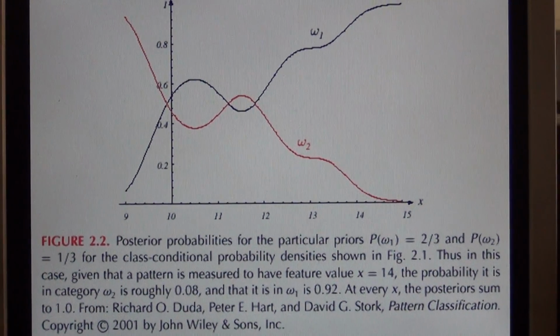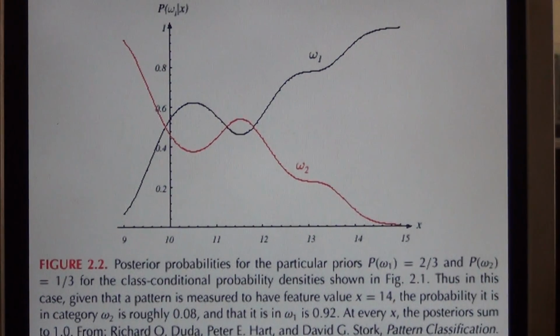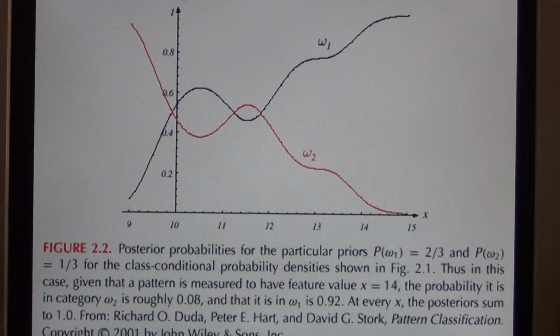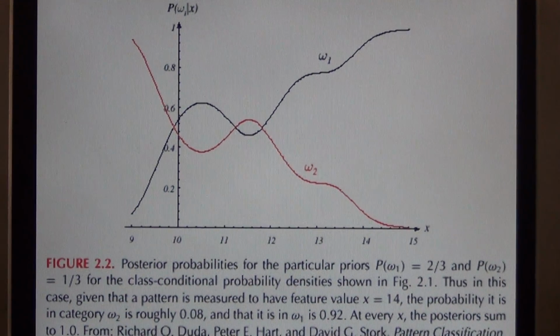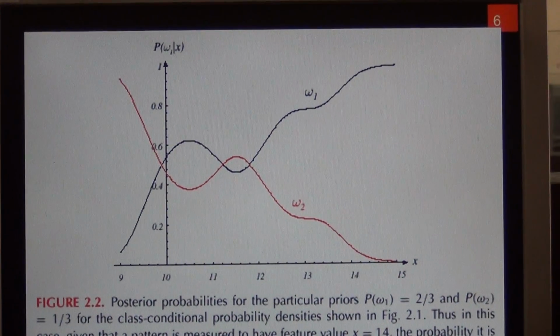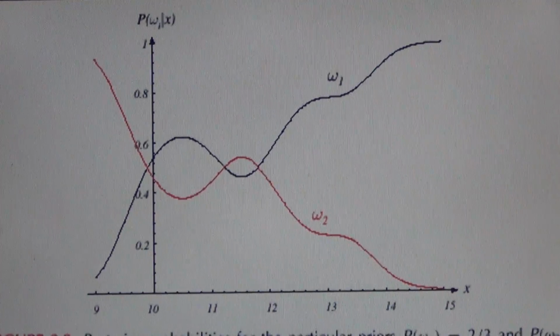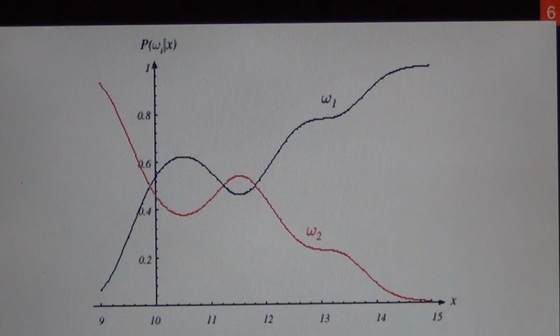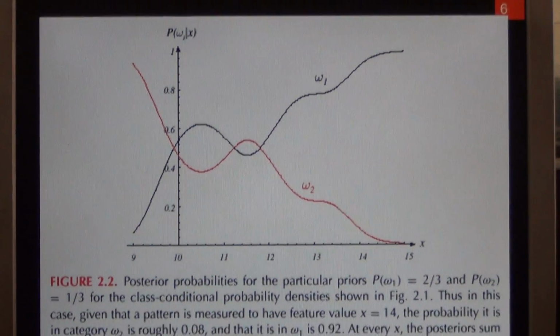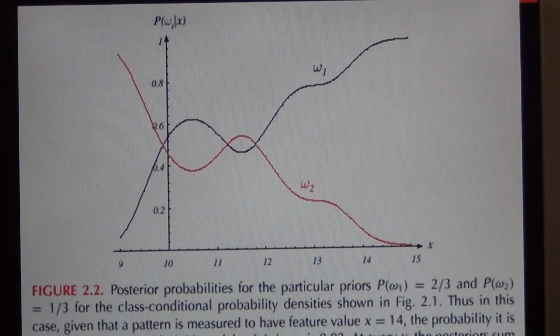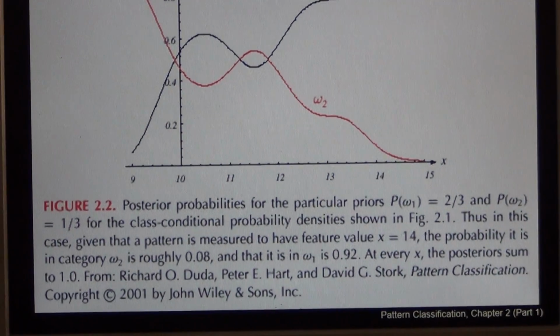These densities may vary. Thus in this case, given that the pattern is measured to have some feature value x equal to 14, the probability of this category W is roughly 0.08, and that is W1 is equal to 0.92. The summation of both will be equal to 1, as we have already discussed. It is also from Duda, which I have taken as a reference.